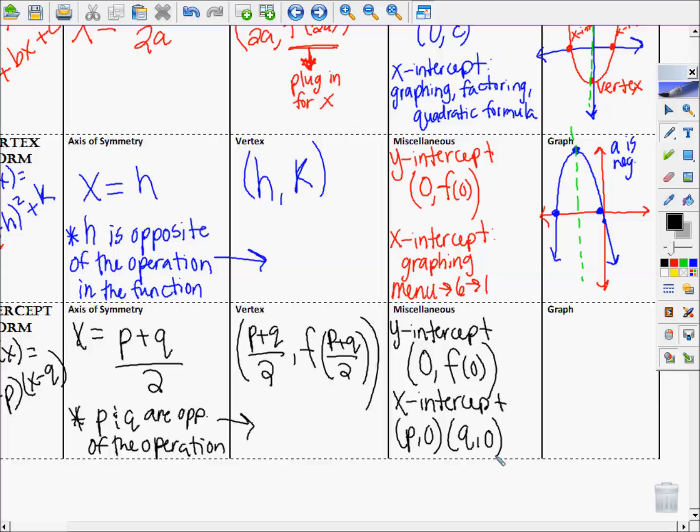Miss Jones, why is the q not in the other? Oh, never mind. I forgot a q. So p and q are going to be the x. Mm-hmm. That's what I was asking.